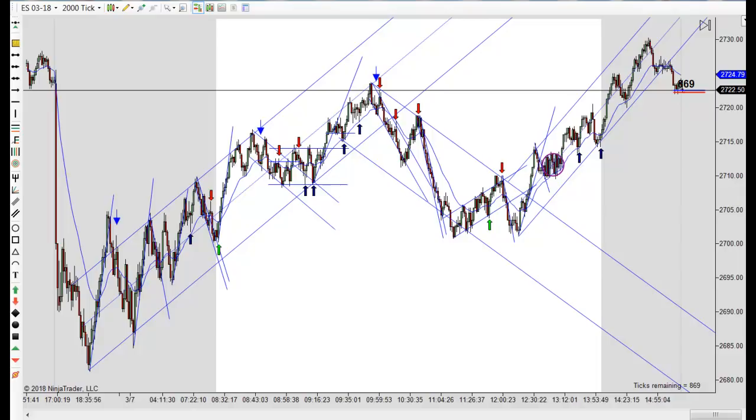PriceActionTradingSystem.com. And it's Wednesday, it's March 7th. This will be our chart lesson for the day. And almost another week slipped by us here. Much better trading day today than yesterday.